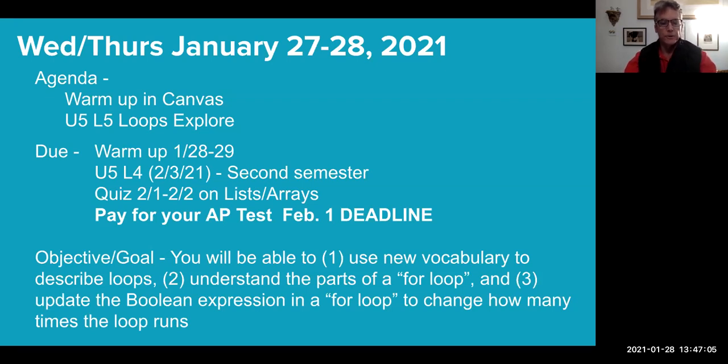Our objective or goal for today is that you will be able to, 1, use new vocabulary to describe loops, 2, understand the parts of a for loop, and 3, update the Boolean expressions in a for loop to change how many times the loop runs. Okay?